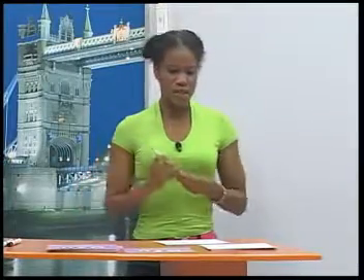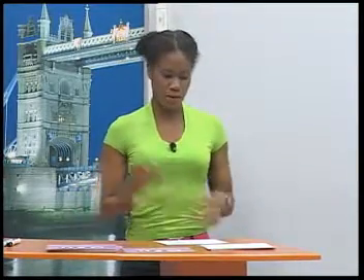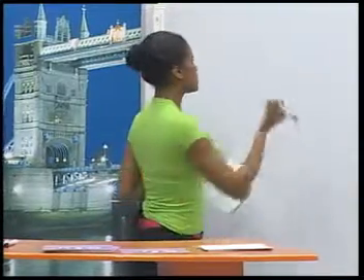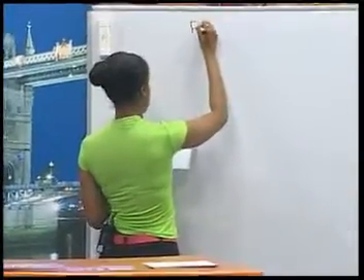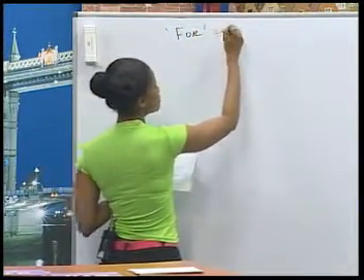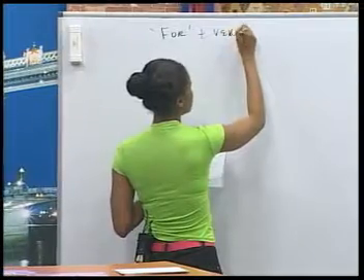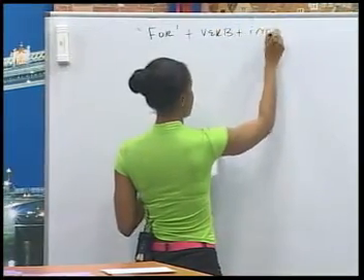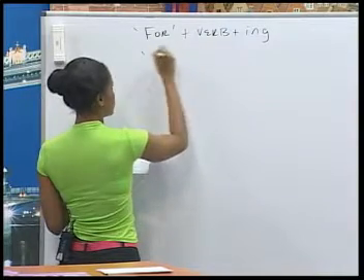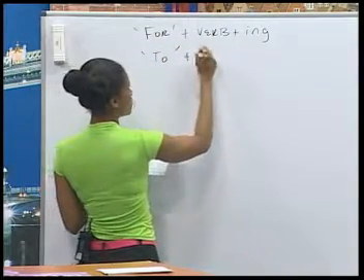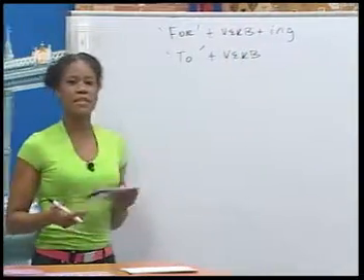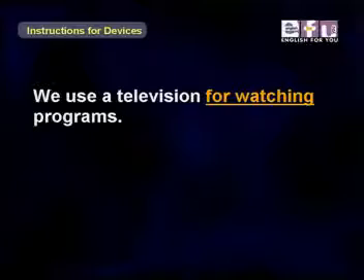Now, when we want to talk about how or why we use something like a machine, we usually use for plus your simple verb plus ing or to plus your simple verb. Let's have a look at some examples.